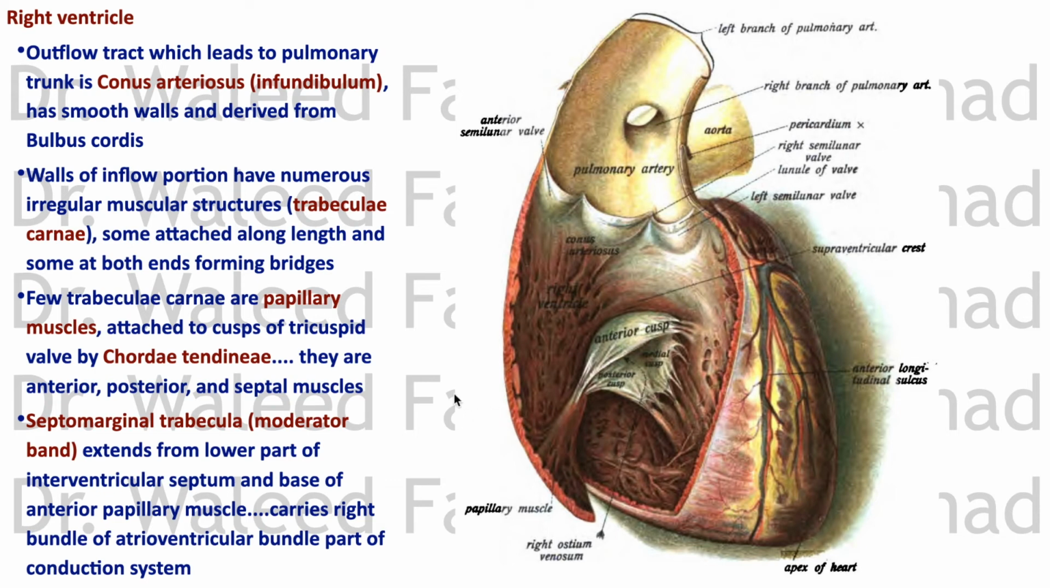Actually, it was found that these bridges and elevations and depressions slow down the blood coming from the right atrium, and prepare it to be expelled into the pulmonary artery in the outflow direction. What else? A few of these trabeculae carneae are enlarged and form papillary muscles. See, this is a papillary muscle.